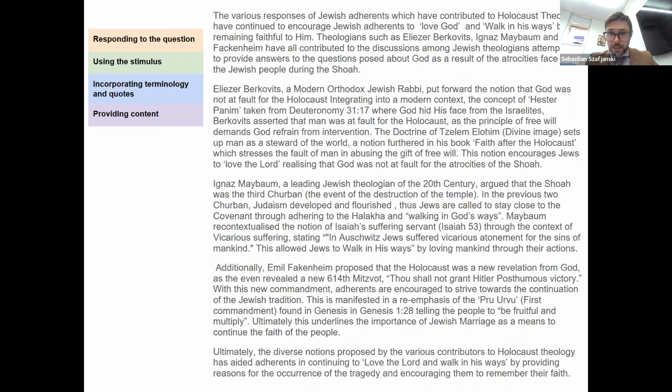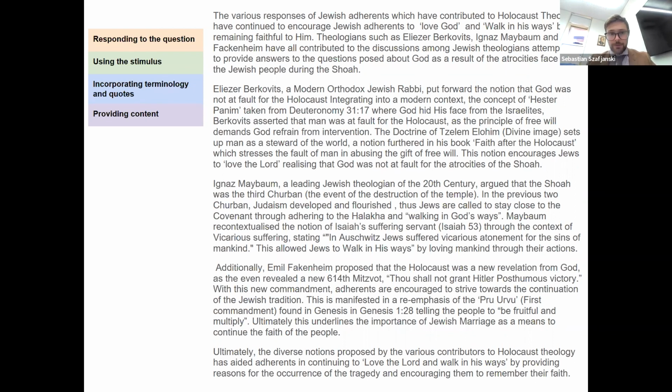Ignaz Maybaum, a leading Jewish theologian in the 20th century, argued that the Shoah was the third Hurban, which we spoke about earlier. In the previous two Hurban, Judaism developed and flourished. Thus, Jews are called to stay close to the covenant through adhering to the halakha and walking in God's ways. Maybaum recontextualized the notion of Isaiah's suffering servant in Isaiah 53 through the context of vicarious suffering, stating that in Auschwitz, Jews suffered vicarious atonement for the sins of mankind. So he was saying Jewish people suffered for others, as in Auschwitz. And this allowed Jews to walk in his ways by loving mankind through their actions.